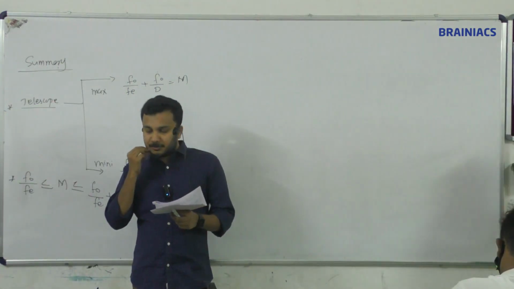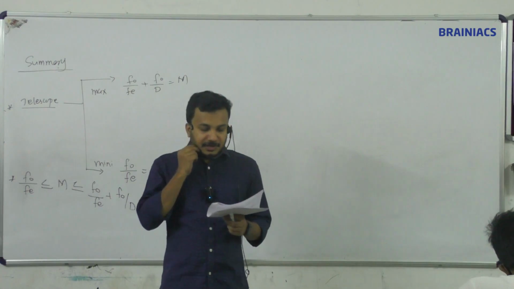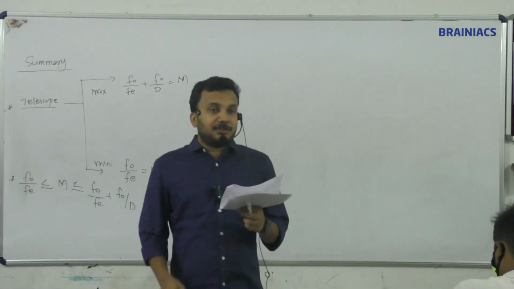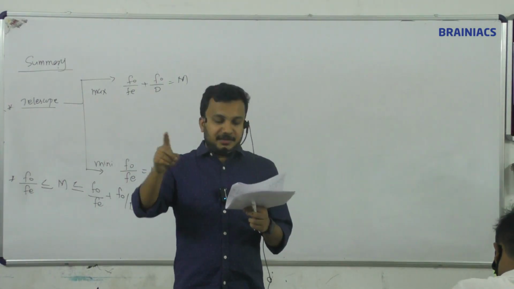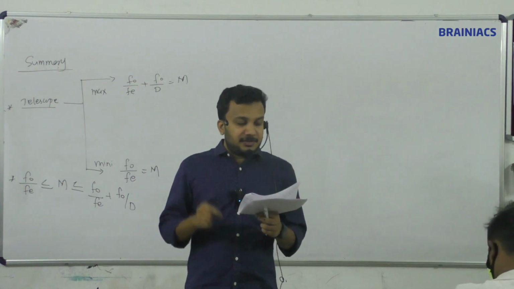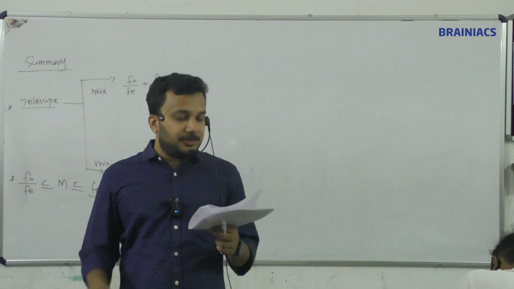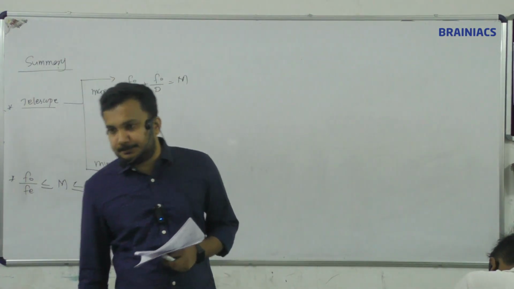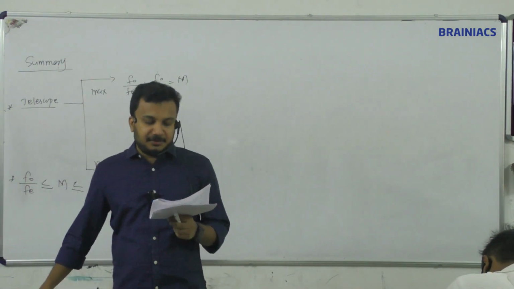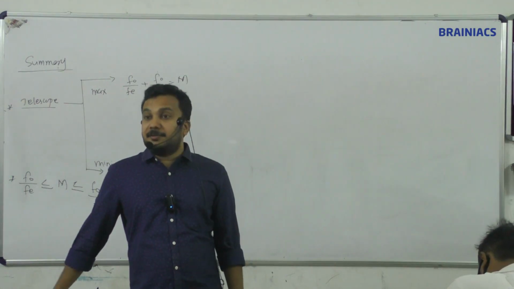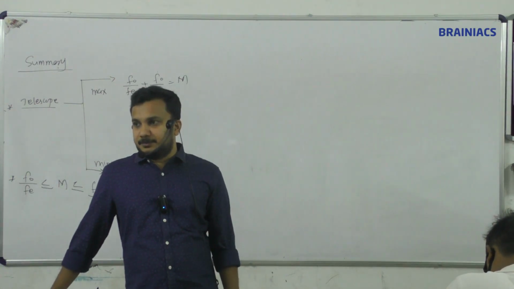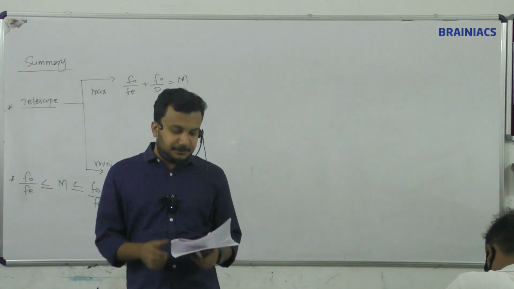So, last thing about that. If the length of the telescope under this condition, within the bracket we have written, when the final image is at infinity, close the bracket and then continue, is 150 centimeter. Find f0 and fe.